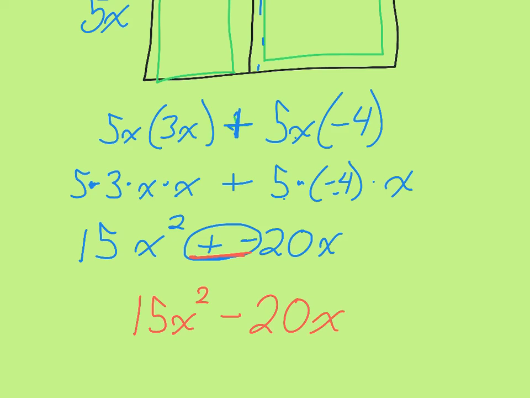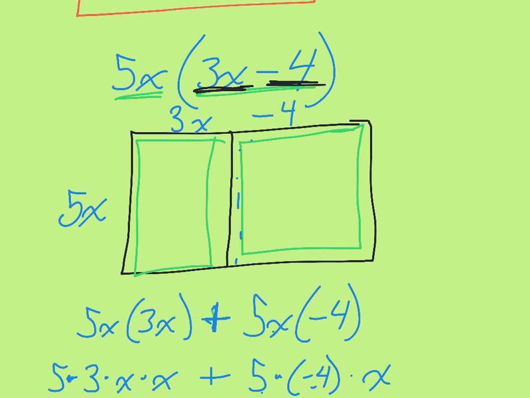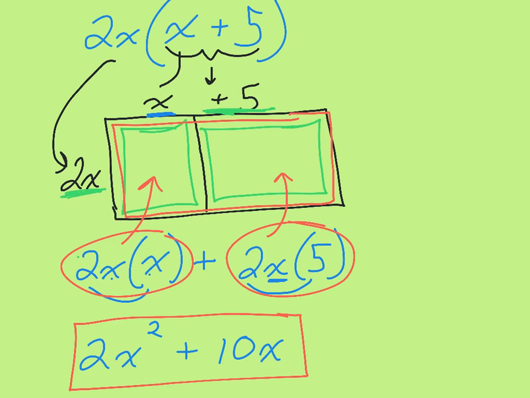That's multiplying a monomial, a single term, by a binomial. Draw your rectangle and put the terms into each part. 3x there, the negative 4 here. If we go back up, we did the same thing. We took the x here and the positive 5 there. Okay, so I hope that helps a little bit. That is multiplying using the area model.